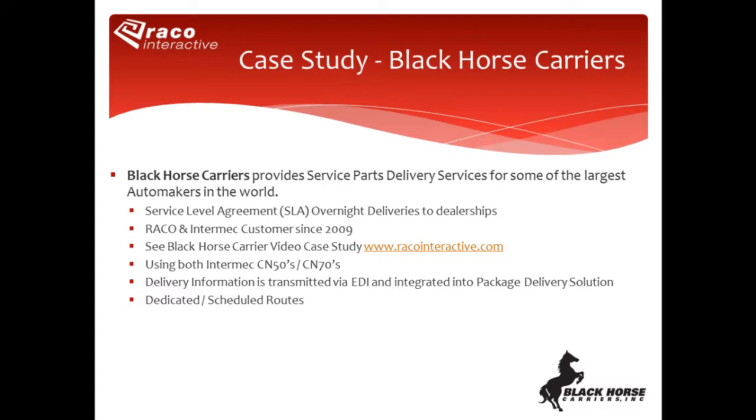They've been a RACO Intermec customer since 2009. On our website, you'll see a Black Horse Carrier video case study at www.racointeractive.com. Currently, they're using both the Intermec CN50s and the CN70s. The delivery information is transferred to our system via EDI, and then we integrate that to a package delivery solution. Again, we discussed these are dedicated and scheduled routes, so they occur on a scheduled basis.